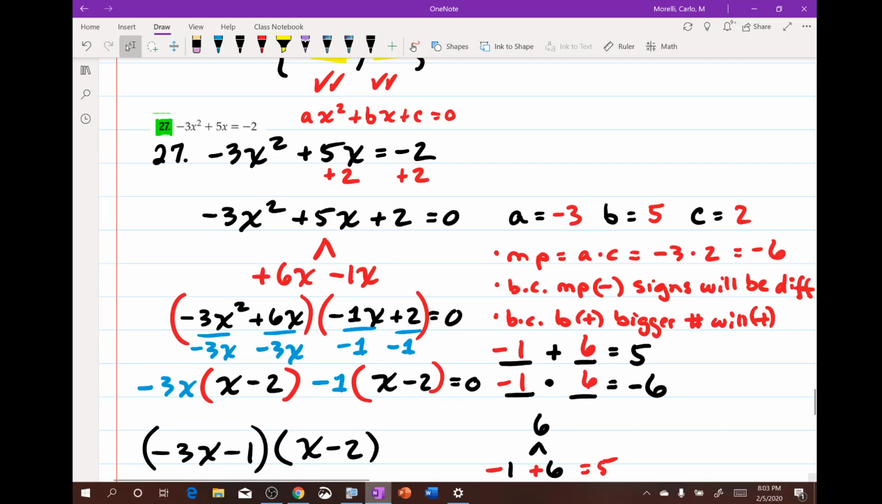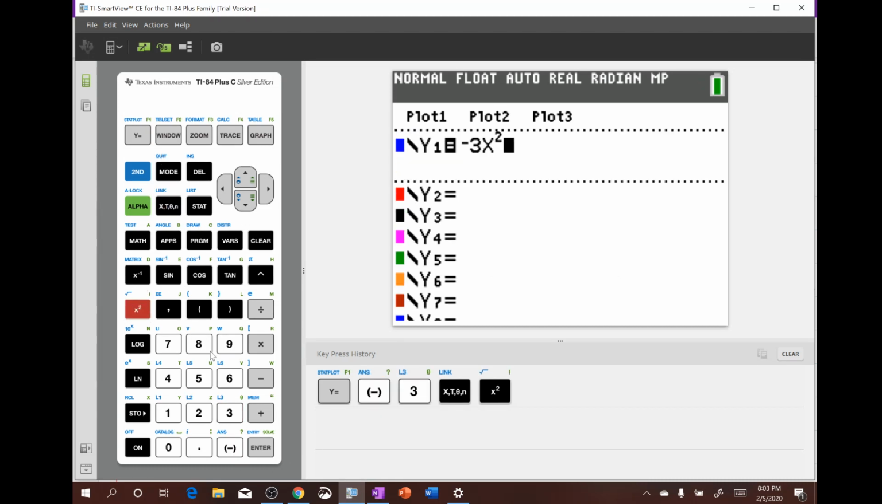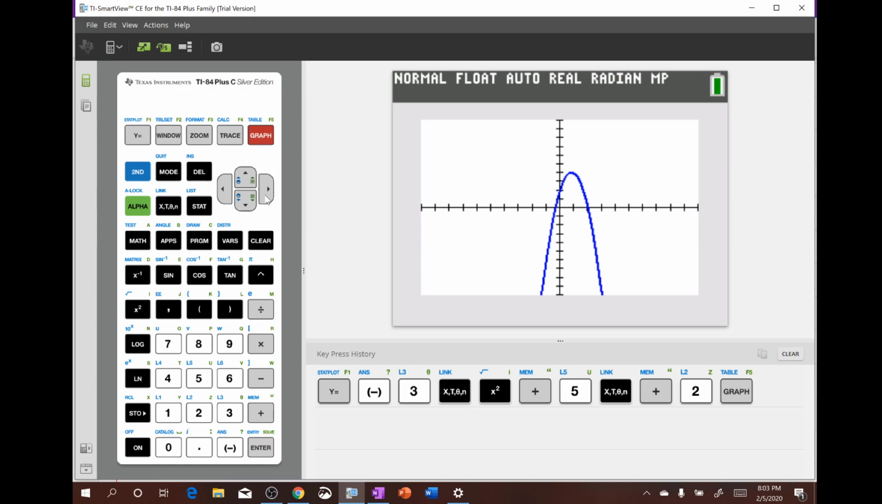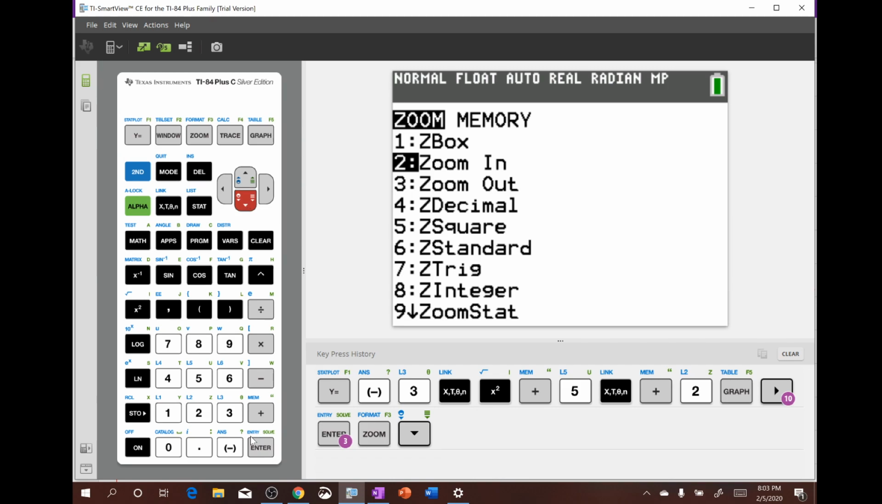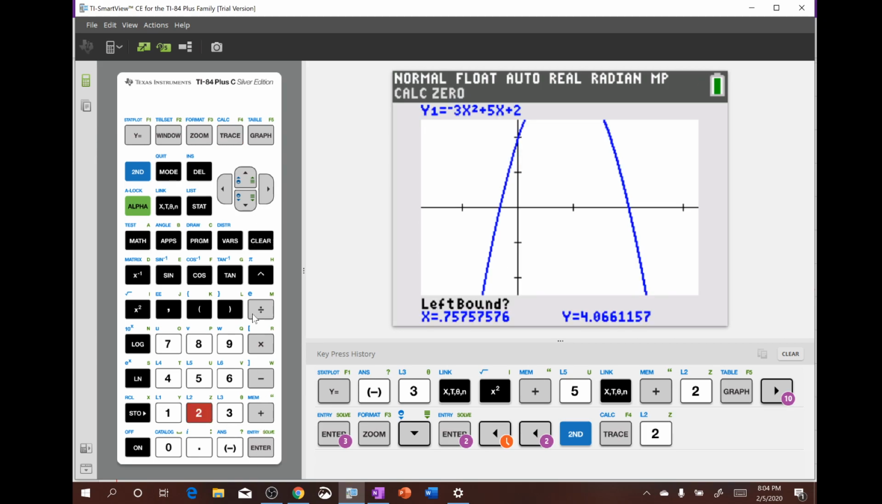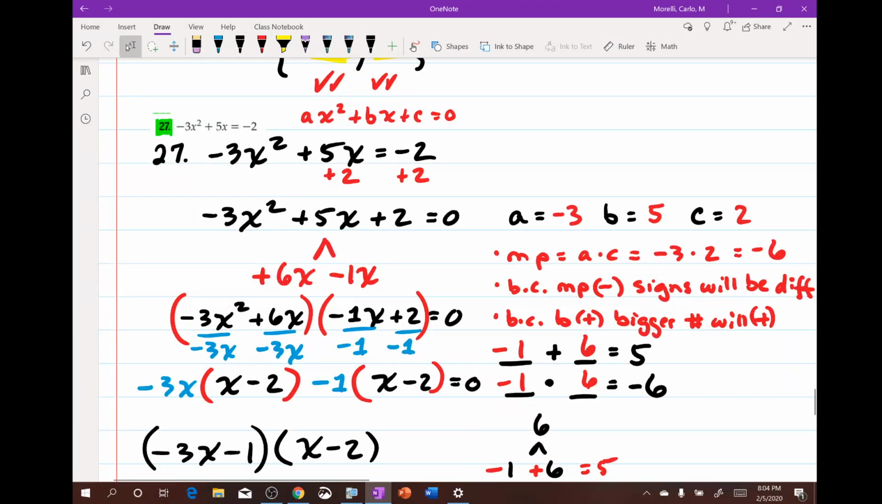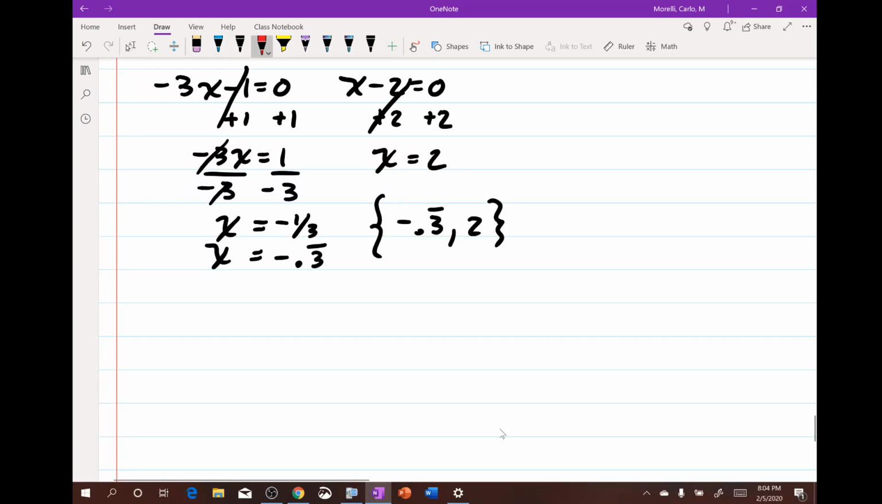Negative 3x squared plus 5x plus 2. Graph it. Now what we're going to do is zoom in about halfway in between the 2 points. Oh, I meant to hit zoom in. There we go. I'll do both methods. I'm going to do second trace 2, and then I'll hit left bound. You just keep hitting the left arrow until I move this guy all the way down. There we go. Left bound, right bound, solve. So negative 0.3 repeating. What do we think? Negative 0.3 repeating. So this one is correct.